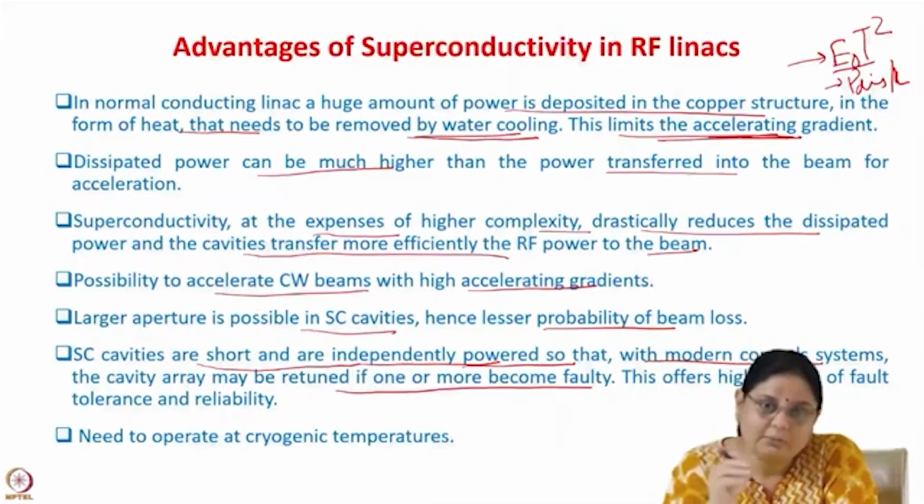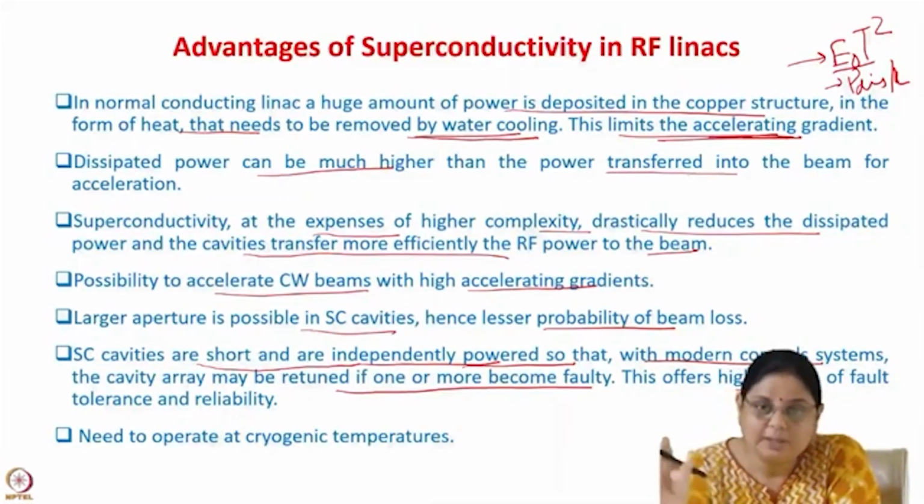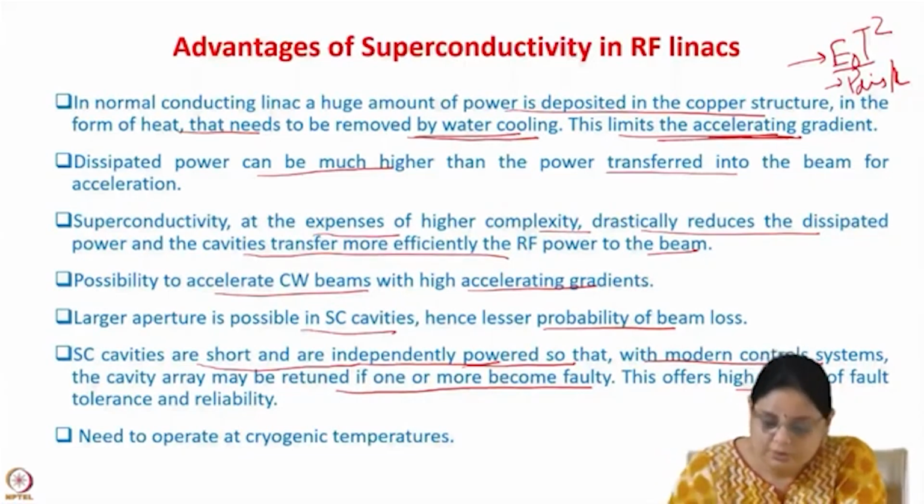Superconducting cavities are made in small modules, and each of these modules is independently powered. They are designed such that, let's say one module fails, one of the cavities fails. By adjusting the fields of the adjacent cavities, the accelerator need not shut down. The accelerator can be retuned to operate. So this offers a high degree of fault tolerance and reliability.